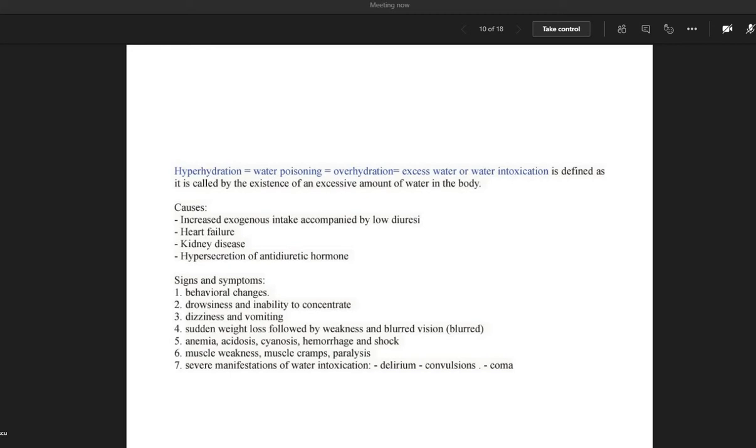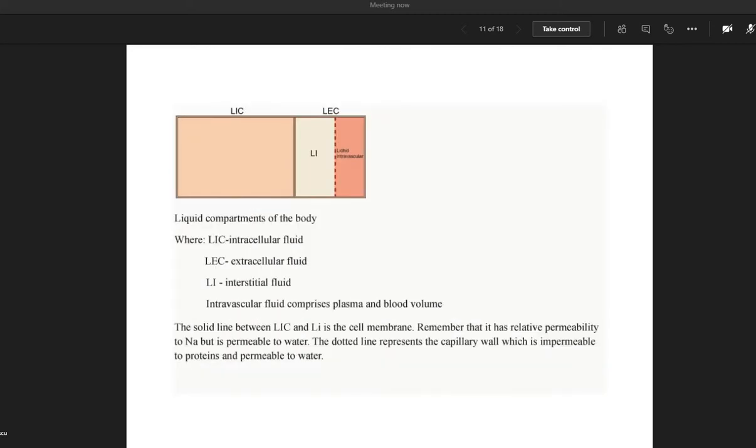And some ocular, some visual problems, and so on. But what you need to remember is these first three or four signs and symptoms. Okay, they are related to hyperhydration.